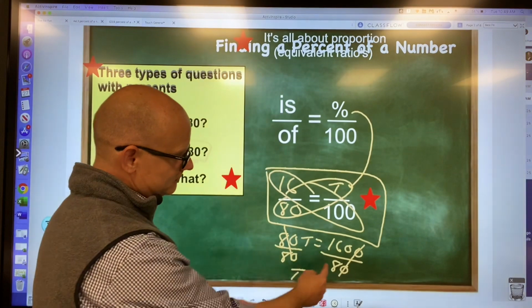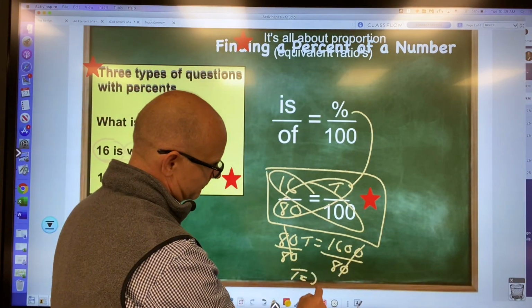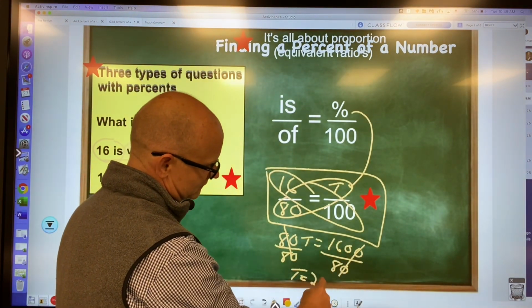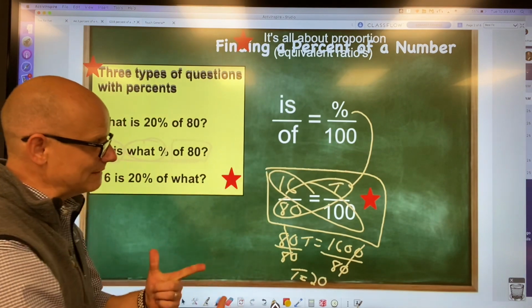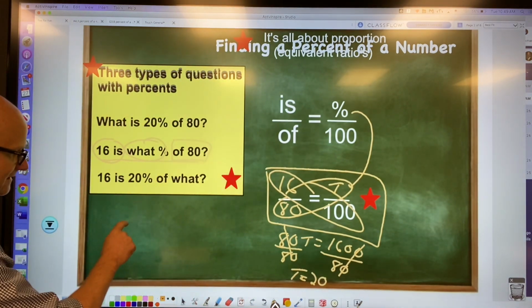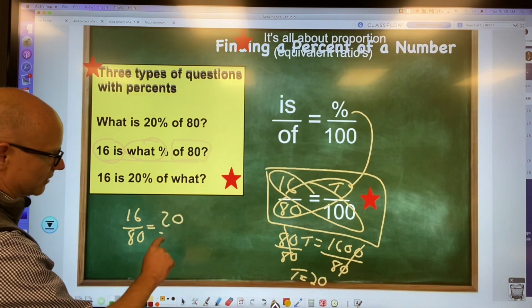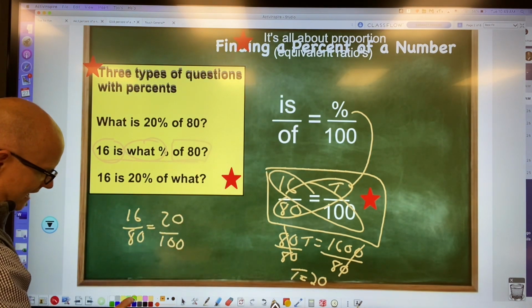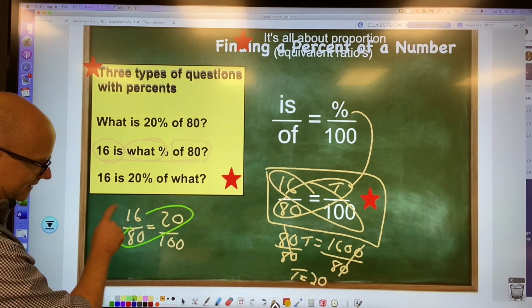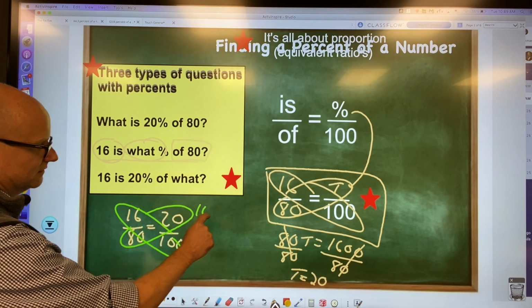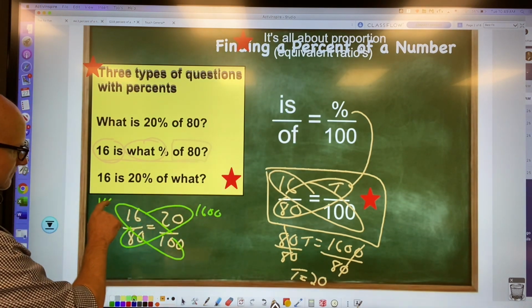And so t, if you divide 8 into 16, you get 2. And 8 goes into 0, you have a 0. So t is 20. So what does that mean? Again, we're saying 16 out of 80 equals 20 out of 100. And we can check to see if this is correct by butterflying again. We get 1600 and 1600.